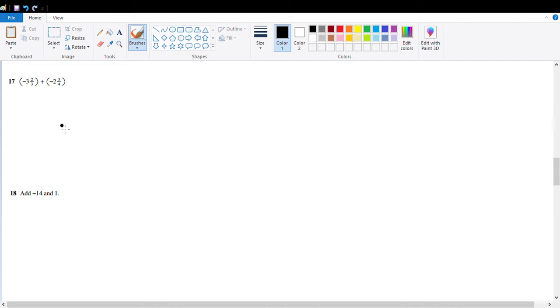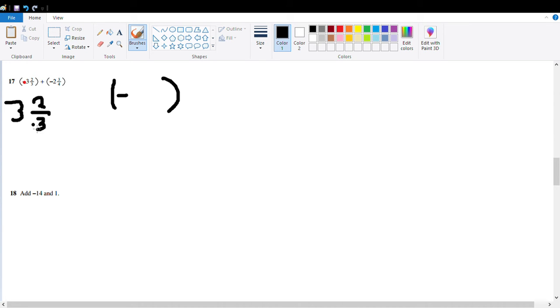Now let's move on to 17. We have another mixed problem here. Again, what we do is simply change things. First thing first, change the mixed number to improper fraction. So again, we keep the sign. It's going to be negative. Now we can ignore the sign. Let's ignore it.